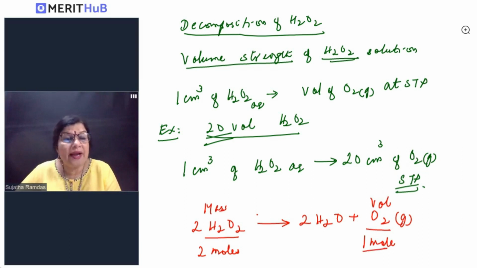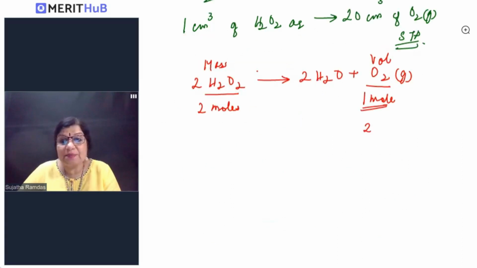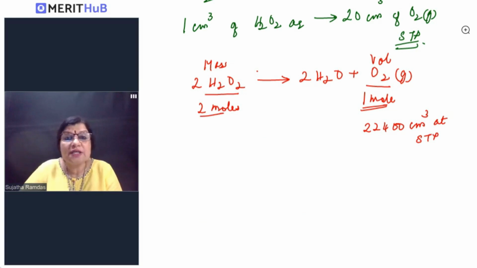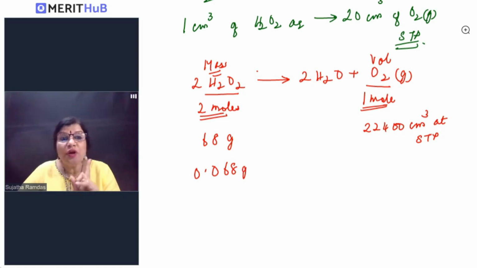Now, what is the volume occupied by 1 mole of oxygen gas at STP in terms of milliliters or cubic centimeter? It would be 22,400 cubic centimeter. Oxygen gas at STP is produced by how many moles? 2 moles. What is the mass corresponding to it? 2 into 34, which is 68 grams. Now, we have found out the mass of hydrogen peroxide corresponding to 5 cubic centimeter, which is 0.068 grams. So what is the volume of oxygen gas produced at STP?